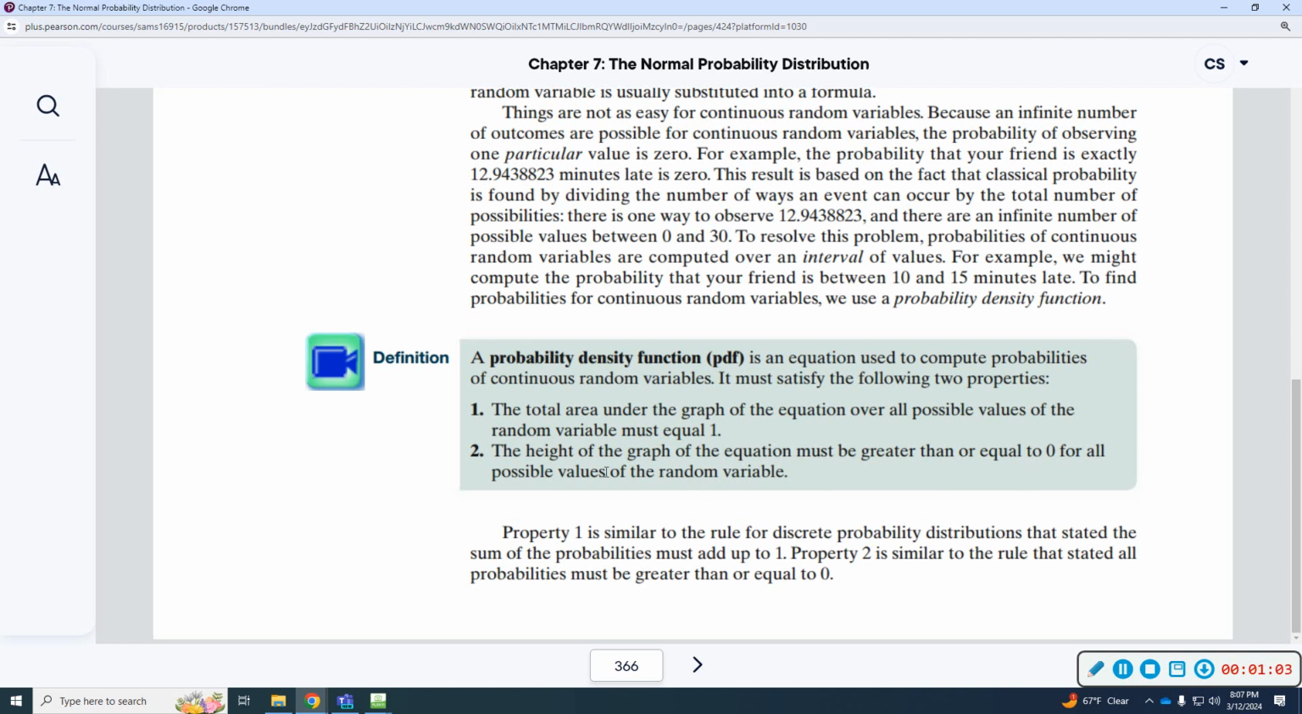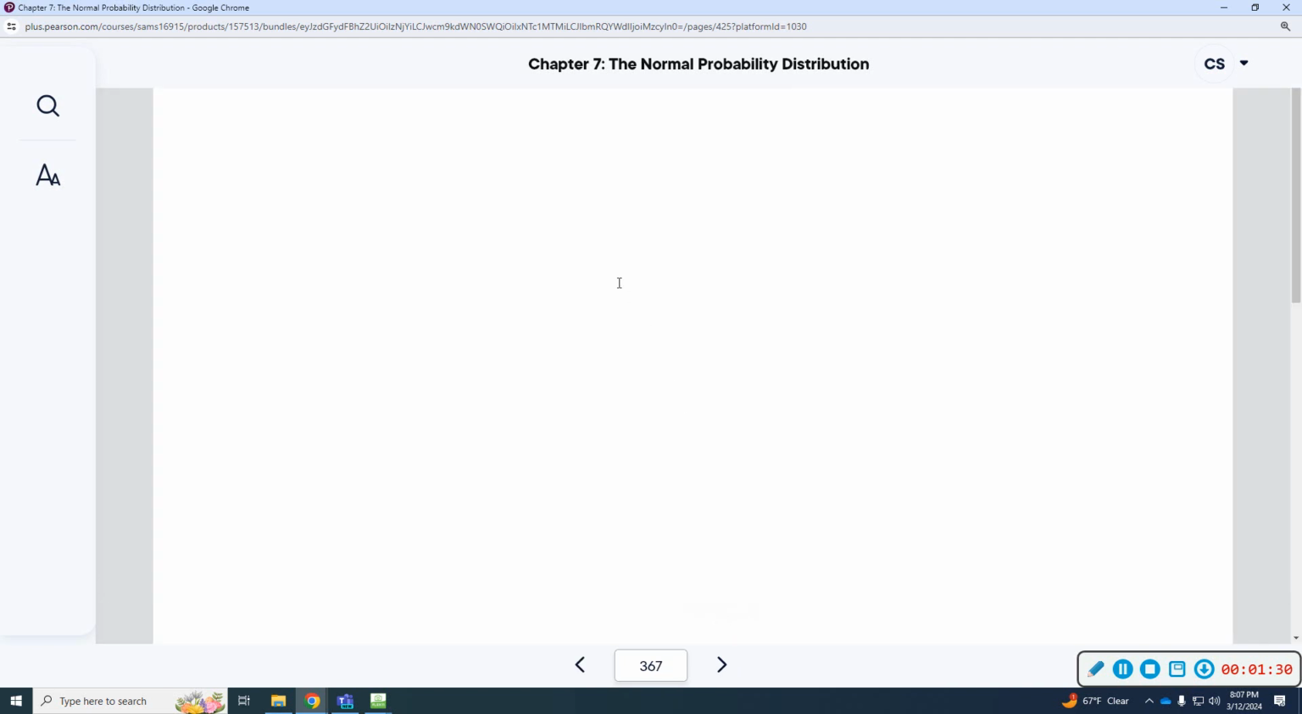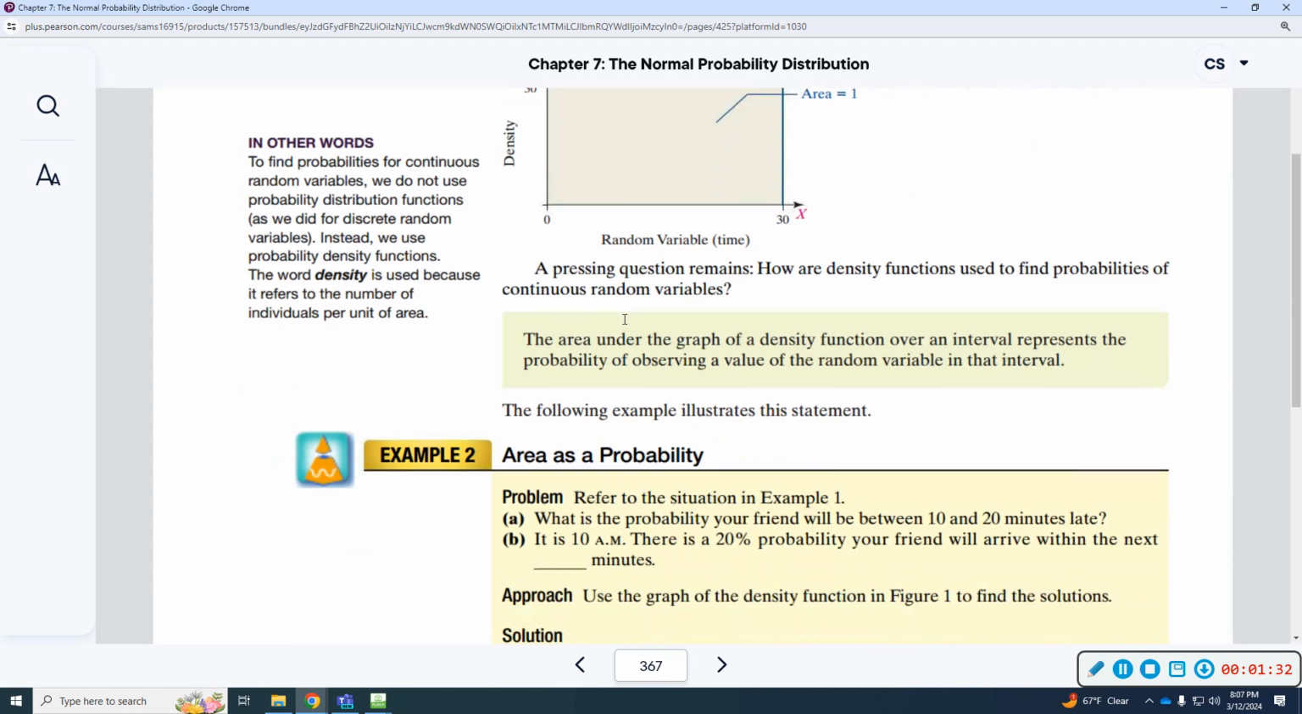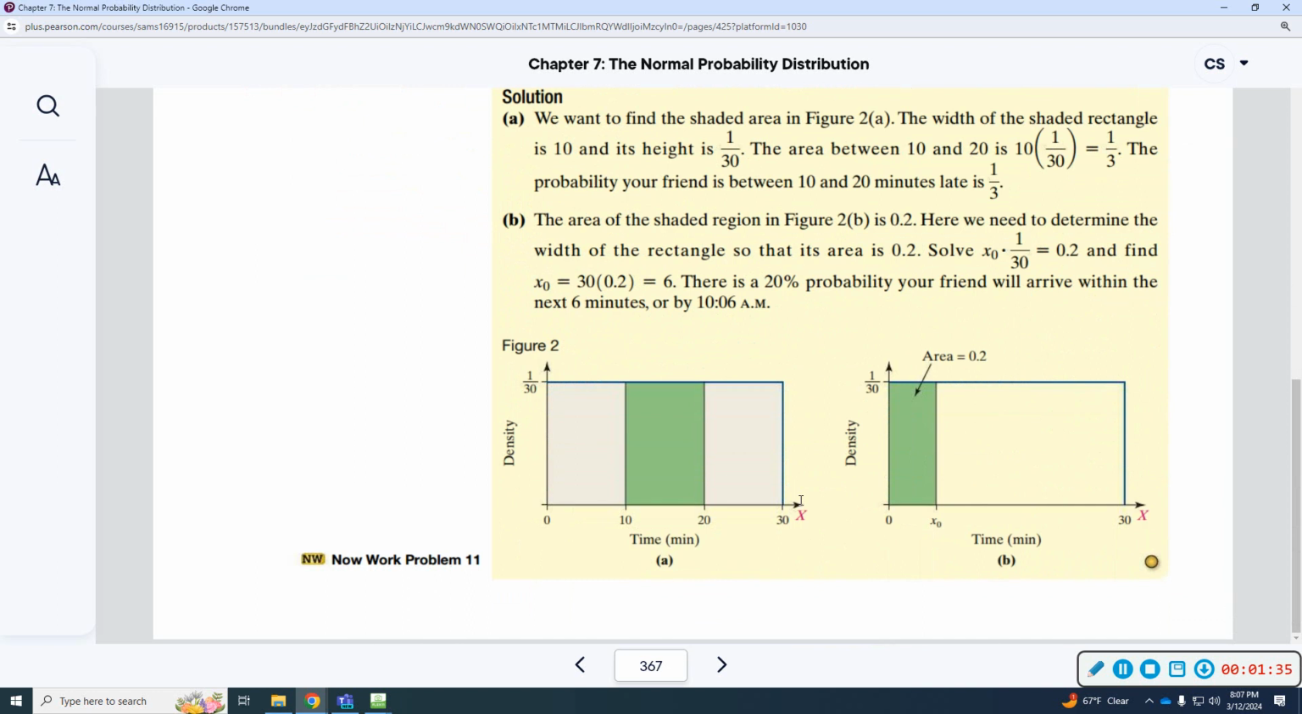So basically what this means is the total of all the probabilities has to equal 1, just like any probability distribution. And then the height, which represents the probability, has to be greater than or equal to 0, which means non-negative. I don't think we can have anything greater than 1. It says must be greater than or equal to 0 for all possible values. So those are a couple of properties. You got some examples that they show you.